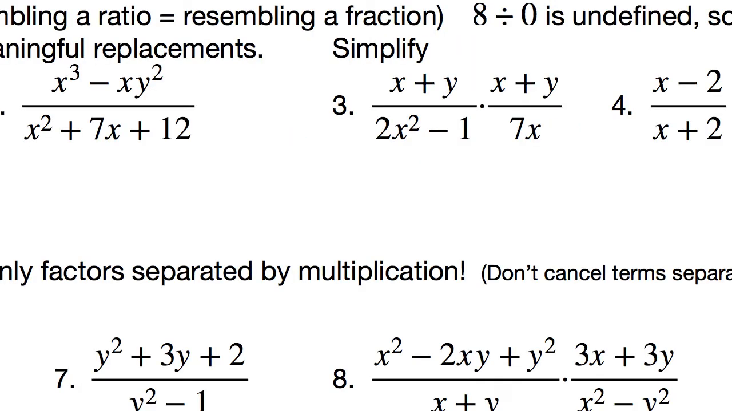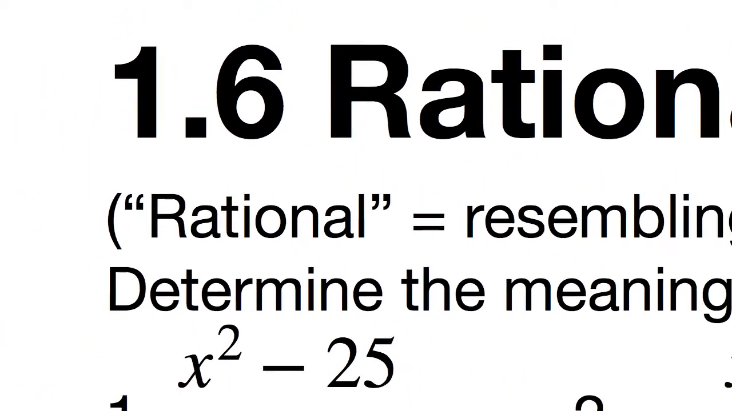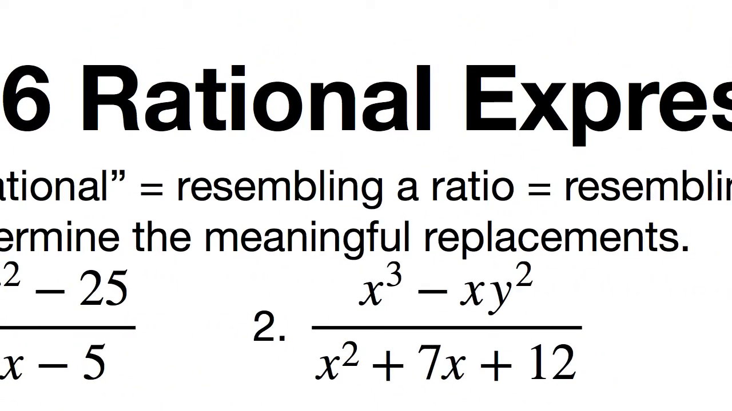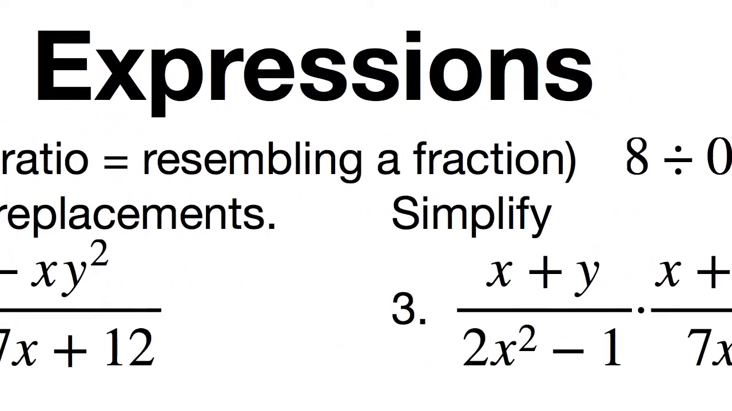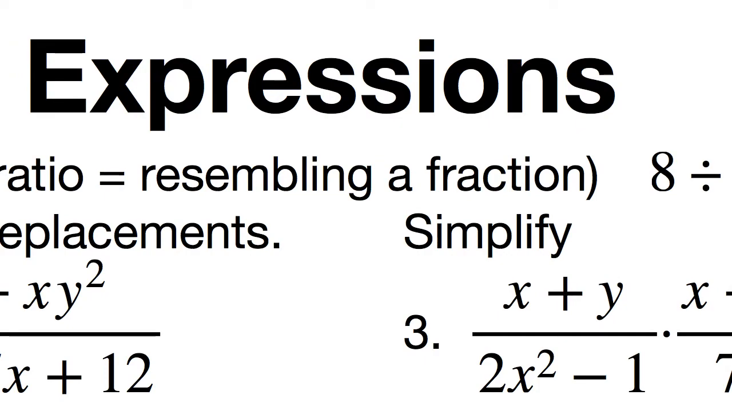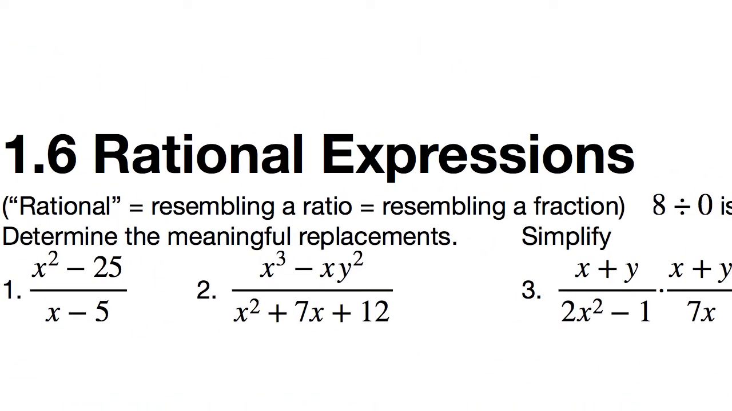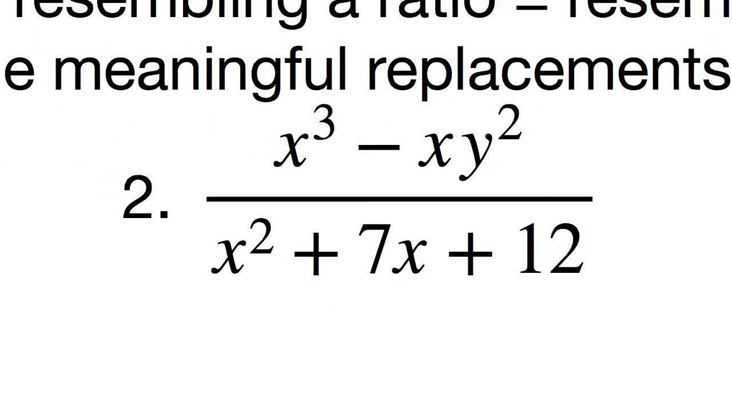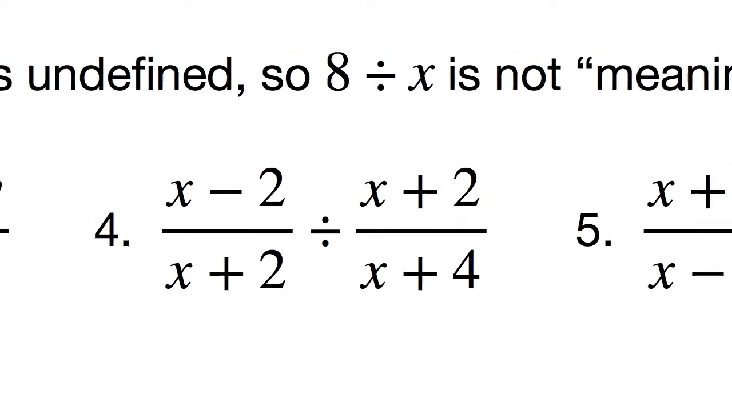So what's a rational expression? Rational, when we say rational in math, it means resembling a ratio, or resembling a fraction. A ratio is just another word for fraction. So really, these rational expressions are expressions that can be expressed in the form of fractions. Lots of fraction bars everywhere.